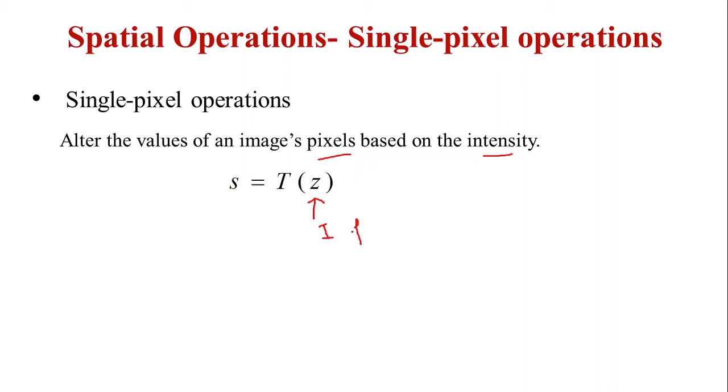We can say that the image is f of x comma y, where x and y represent the coordinates of my input image, and z is the respective intensity value at this position. And what is s? s is my output image, where, if I represent my output image as g of x comma y, then s defines the intensity present at this particular position.